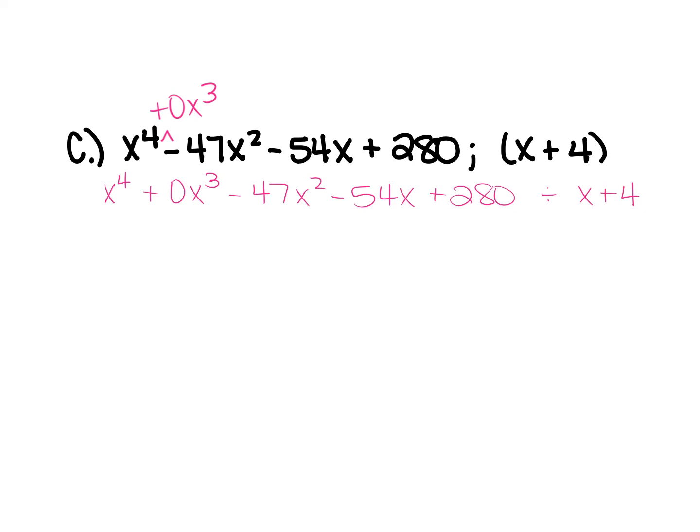So when you go to write this, that x plus 4 is going to go on the outside. On the inside, you're going to have x to the fourth power plus 0x cubed minus 47x squared minus 54x plus 280.